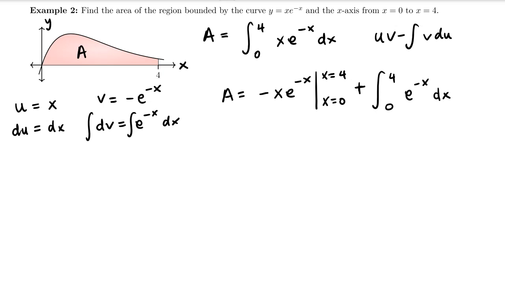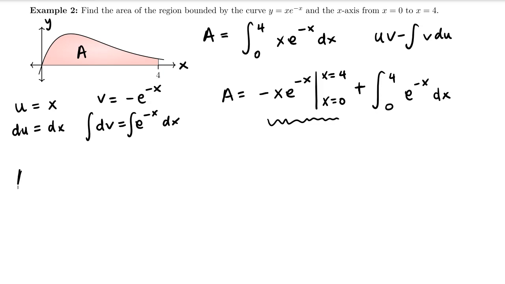Now, I had a student in class ask me, why are we putting the original limits of integration here when previously we've put different limits of integration? That's because in this particular example, we're not using u substitution. So that's why we're putting the original limits of integration there. At this stage, if you wanted to, you could start evaluating this by plugging in 4 and 0.